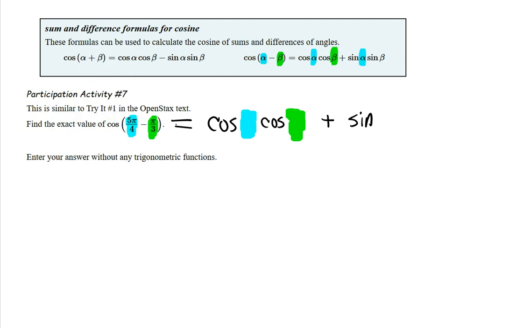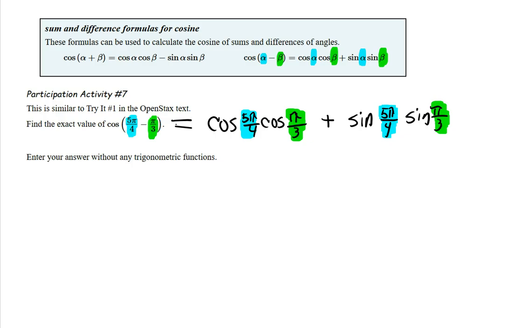alpha, which goes there, and then the sine of beta, which goes there. So everywhere there is blue, I need 5 pi over 4. 5 pi over 4. And then the green is pi over 3.